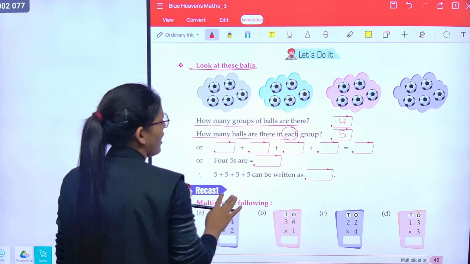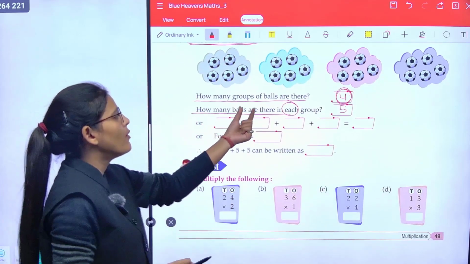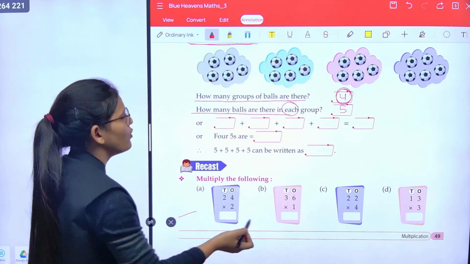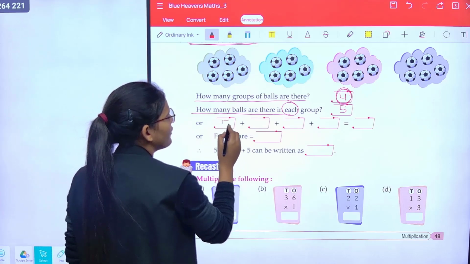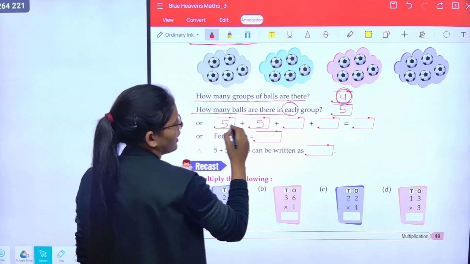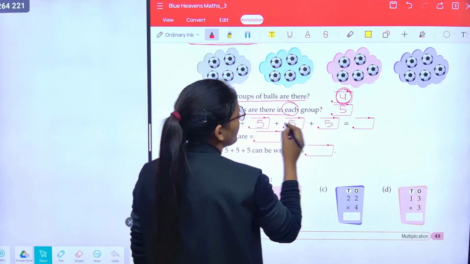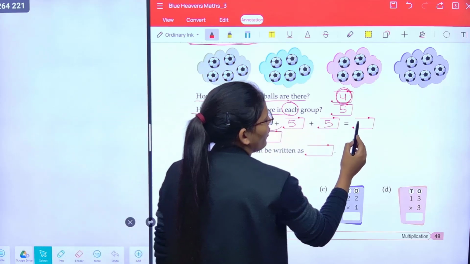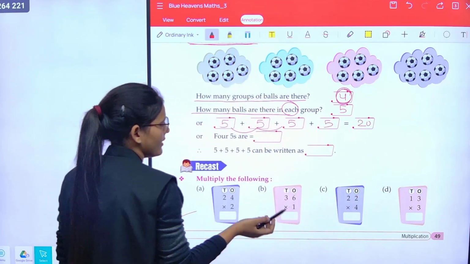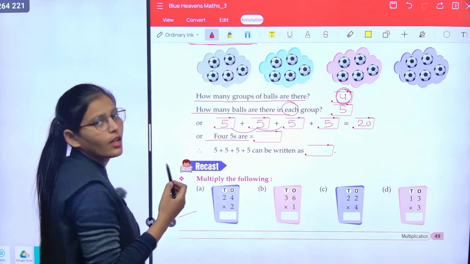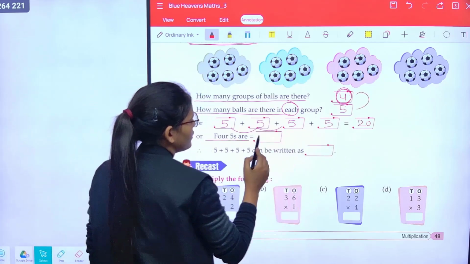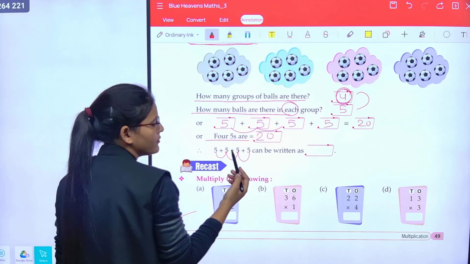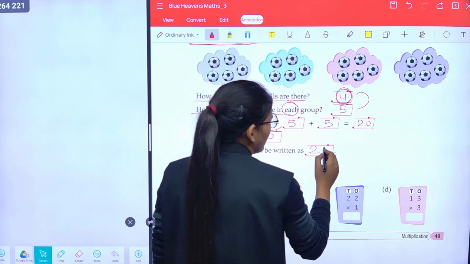Now, how many groups of balls are there? 4. And how many balls are there in each group? 5. So we can add 5 four times. 5 plus 5 is 10, 10 plus 5 is 15, 15 plus 5 is 20. Or 4 fives are 20.